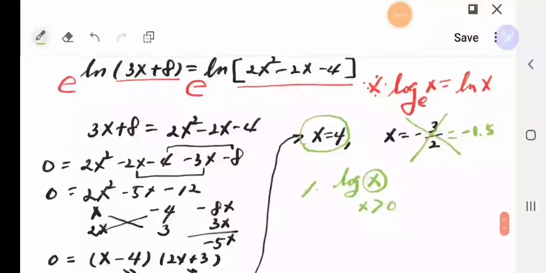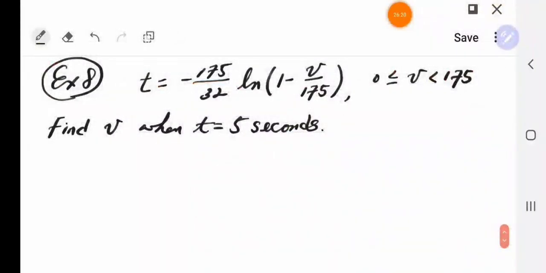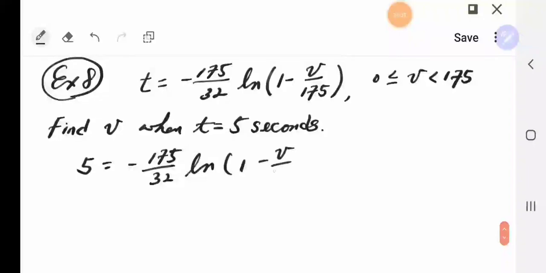Okay, just a note for this one. For this exercise, let's find the velocity when t is 5 seconds. So plug in 5 for t, and then write the equation. Okay, from here we want to find v. V is inside the natural logarithm, so we have to remove the natural logarithm. Before we do this, let's remove this coefficient, negative 175 over 32.